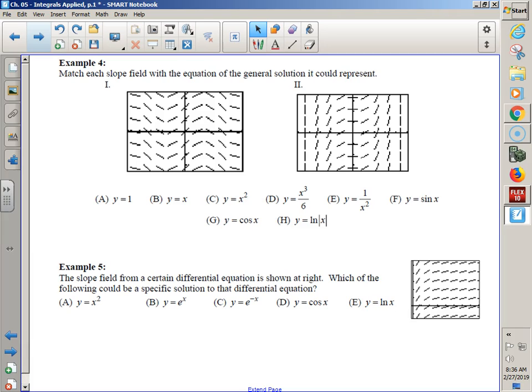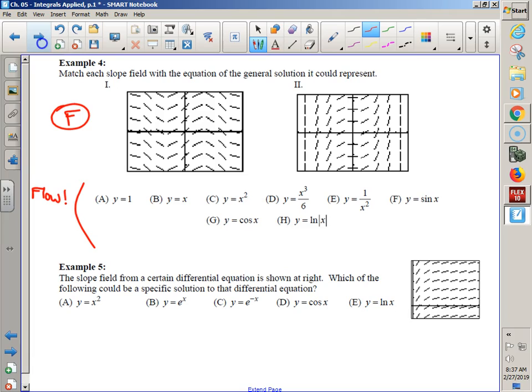This is probably the easiest one. I think this is the easiest one. If you guys follow the flow, who does this look like, just in general? Some sort of trig function, and if it starts at the origin, right? Yeah, that's going to be a sine, so F goes with number 1. Totally agree. Why? Because since all of these are y's, we were looking at the flow. Does that make sense?